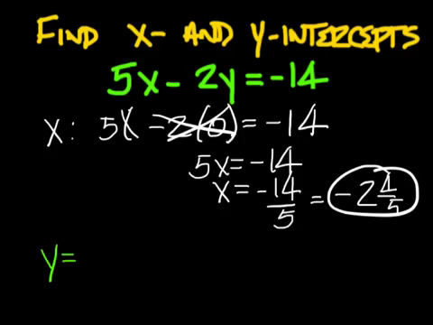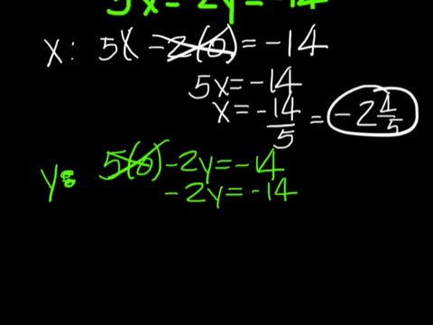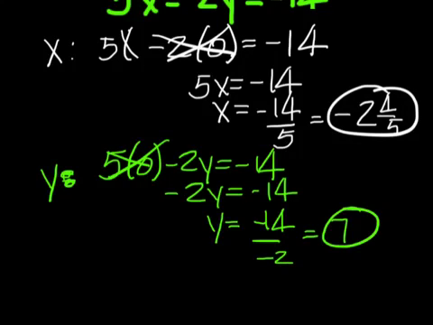And then for the y, that should be a colon. For the y, we're going to put a 0 in for x. Cancels this out, and we're left with -2y equals -14. Divide by -2. You should get a 7.